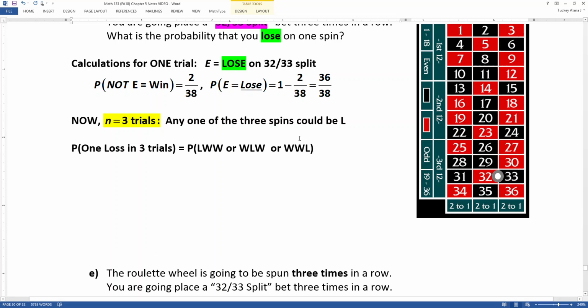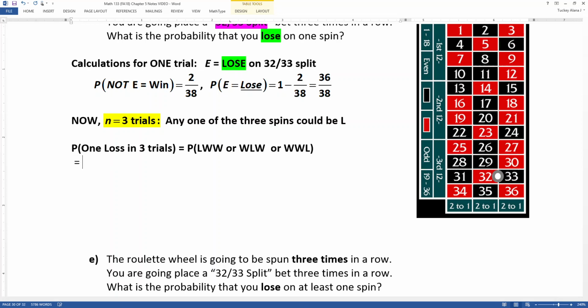And you'll notice "or" means we're going to be adding. So we are going to add the probabilities up here. Well, we would. It's just that all 3 of them are the same, right? So it's really the probability of loss, win, win plus the probability of win, loss, win plus the probability of win, win, loss. All right, now how do you find one of those probabilities? Well, loss, win, win, these are independent, so you take the probability of loss, which is 36 out of 38, and you multiply it by win, which is 2 out of 38, and another win, which is 2 out of 38. So let me type all that up.